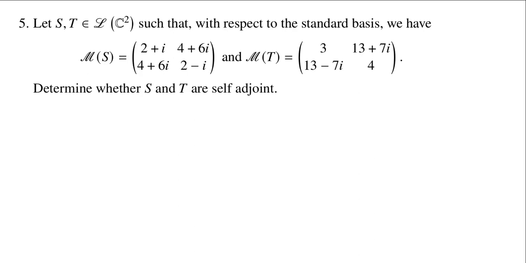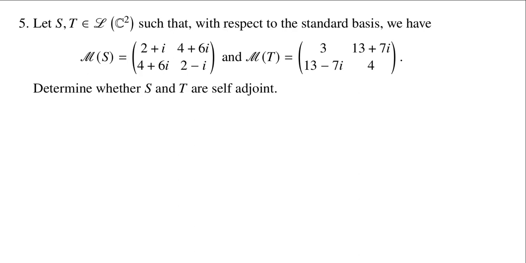So in this problem, we are given two linear maps from C2 to C2, so they're linear operators. And we know that with respect to the standard basis, which by the way is an orthonormal basis, the matrices are given as what you see here. The two operators are S and T, and the matrix of S is 2 plus i, 4 plus 6i, 4 plus 6i, 2 minus i, while M of T is 3, 13 plus 7i, 13 minus 7i, and 4. And we want to determine whether S and T are self-adjoint.